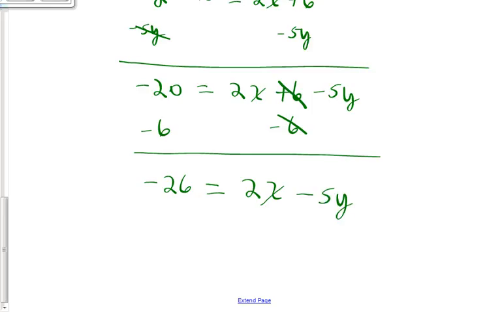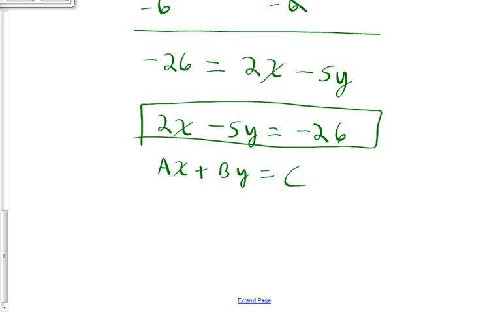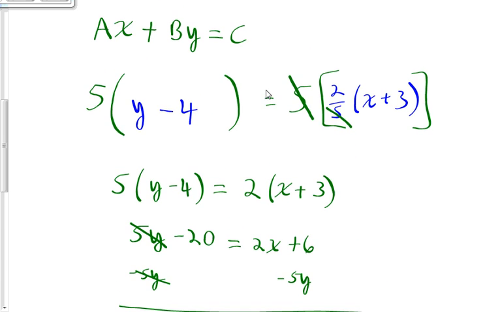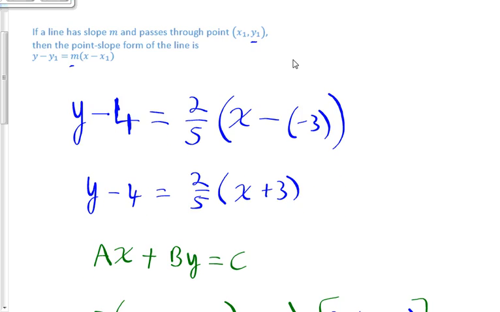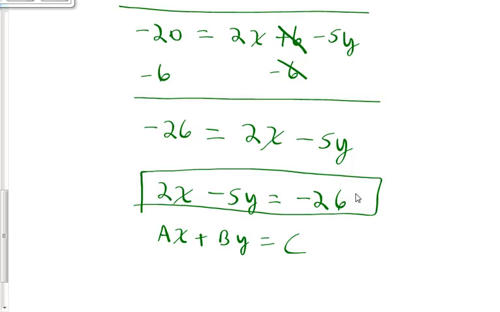Now, because it's an equal sign, it doesn't matter which order we write each side on. So we could put 2x minus 5y equals negative 26, and it means the exact same thing. And here I have it in the form ax plus by equals c, where a is 2, b is negative 5, and c is negative 26. So here we've done the problem. We've written the equation of that line. We already had the equation at this step, but now we've put that equation in standard form.